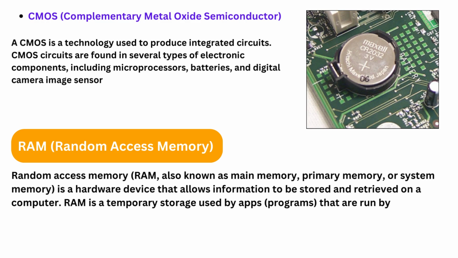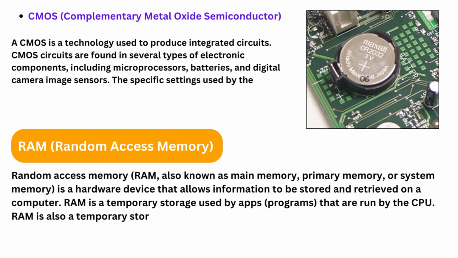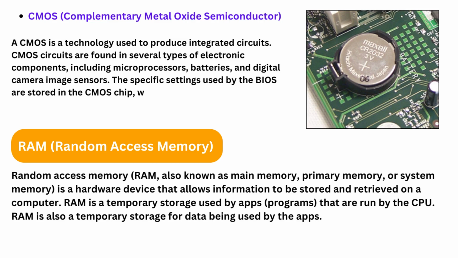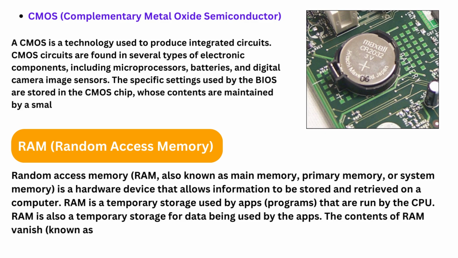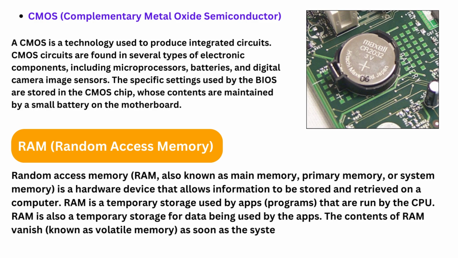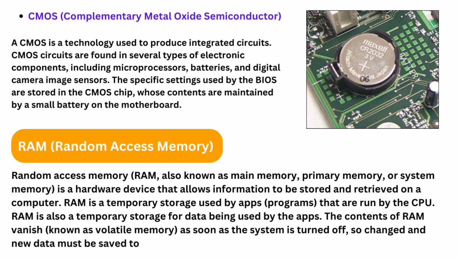RAM, Random Access Memory. Random Access Memory, RAM, also known as main memory, primary memory, or system memory, is a hardware device that allows information to be stored and retrieved on a computer. RAM is a temporary storage used by apps, programs, that are run by the CPU. RAM is also a temporary storage for data being used by the apps. The contents of RAM vanish, known as volatile memory, as soon as the system is turned off. So changed and new data must be saved to a permanent storage device such as a hard drive.